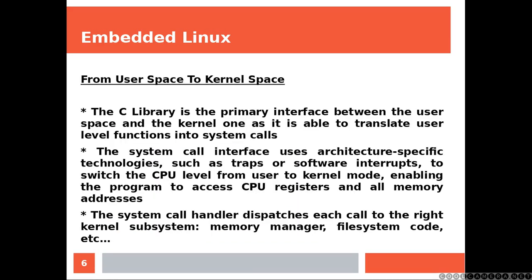Okay, the system call interface uses architecture-specific technologies such as traps or software interrupts to switch the CPU level from user to kernel mode, enabling the program to access all functionalities of the CPU and all memory addresses. The system call handle dispatches each call to the right kernel subsystem, memory manager, file system call, and so on.